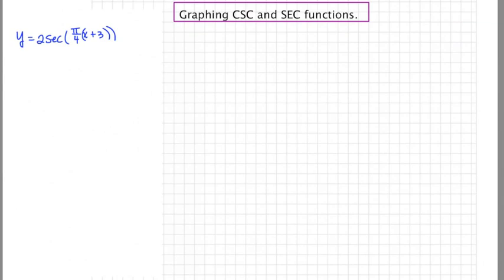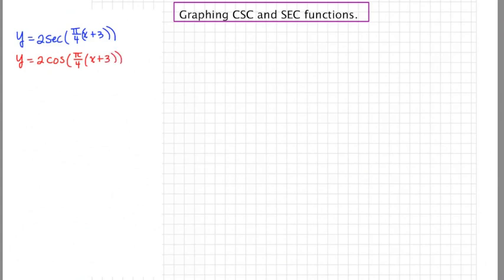In this video, I'm going to give you an example of how to sketch a secant function. To start, I'm going to consider what its reciprocal function would be. Y equals 2 cosine of pi over 4 x plus 3.